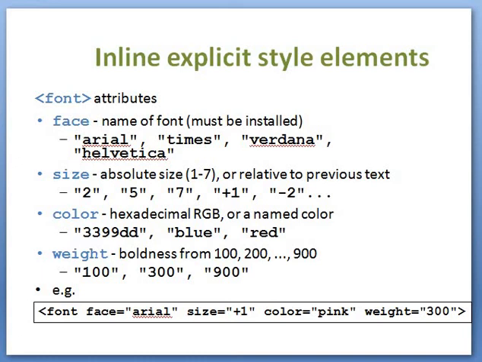We can also set the color of the font using a hexadecimal RGB color code, or we can specify the color by its name itself. Then weight. Weight is another attribute of the font tag which can take values from 100 to 900, with values 100, 200, 300 up to 900, which indicates the boldness of the text. There is an example. Font face equals Arial, size equals +1, color equals pink, weight equals 300.